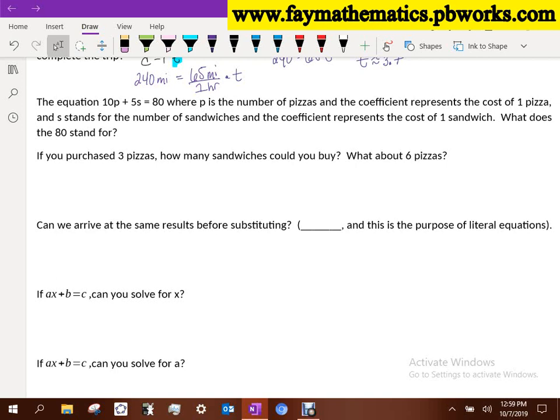So we have our cost of a pizza, our cost of a sandwich, and it's going to equal 80. So what's that 80 represent?